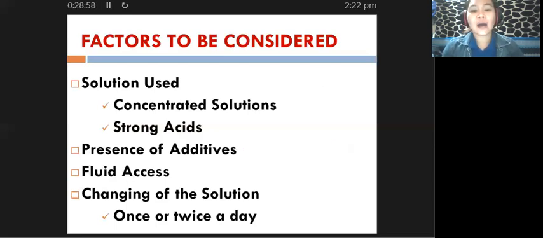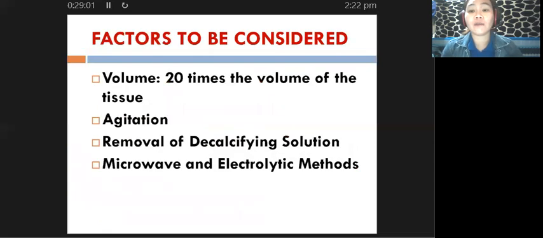All right, so another factor that you have to consider is the volume of your decalcifying agent. There are actually two volumes mentioned. This was mentioned by Gregorius. The volume of your acid decalcifying solution has to be 20 times the volume of the tissue sample.